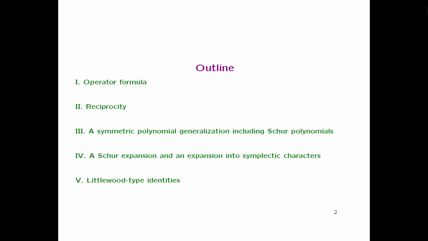Together with Flo, we have a symmetric polynomial generalization of the operator formula, which actually generalizes Schur polynomials. Then, since we have a symmetric polynomial, we can ask for Schur expansions, and I will show you one. I will also do a B-type case, and then I will expand into symplectic characters. And in the end, I will show you some Littlewood type identities where Schur functions in the ordinary Littlewood identity are replaced by these symmetric functions.